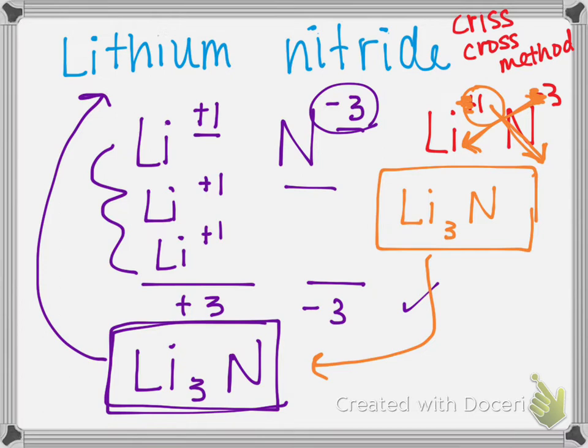So the crisscross method works all the time. So whatever method works best for you is completely fine. If you like to be able to make sure the charge is balanced and do it that way, that's fine. If you like to just do the crisscross method, that's fine too. We're going to still show both of them for a little bit so that we can get used to that. But I wanted you to be able to see both. So let's try another one here. Let's try aluminum fluoride.